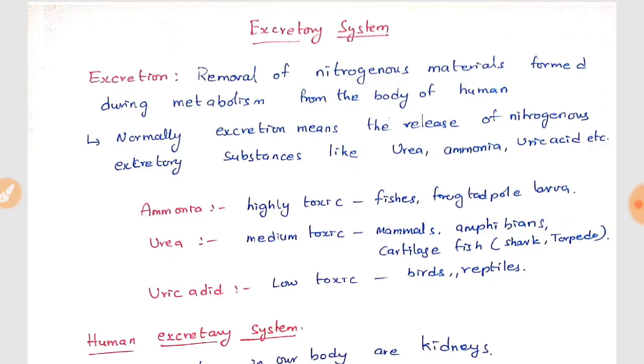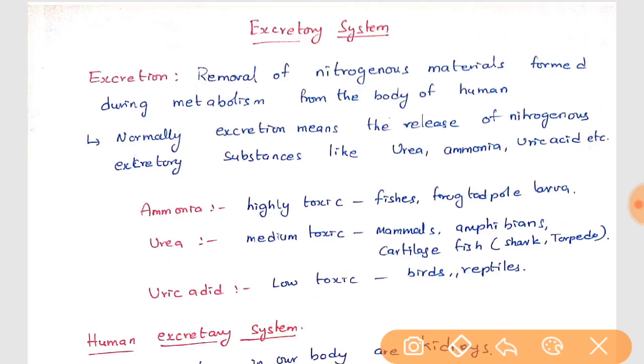Today in this video we are going to see the excretory system. What is excretion? It is the removal of nitrogenous materials or waste materials formed during metabolism from the body of humans, friends. Normally, excretion means the release of nitrogenous excretory substances like urea, ammonia, uric acid, etc.